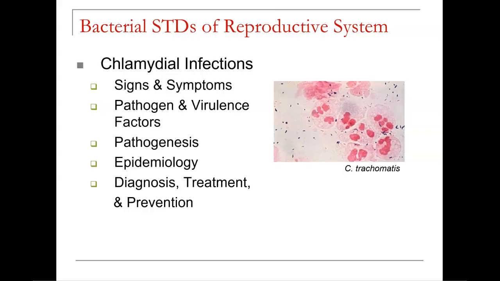Epidemiology says that it's the most commonly reported STD in the U.S., and it's most prevalent among women under the age of 20. To diagnose this, you have detection of chlamydia DNA by a PCR, or polymerase chain reaction, test. You take antimicrobial drugs to treat it, like tetracycline, azithromycin, or erythromycin, and prevention would be abstinence or mutual monogamy.